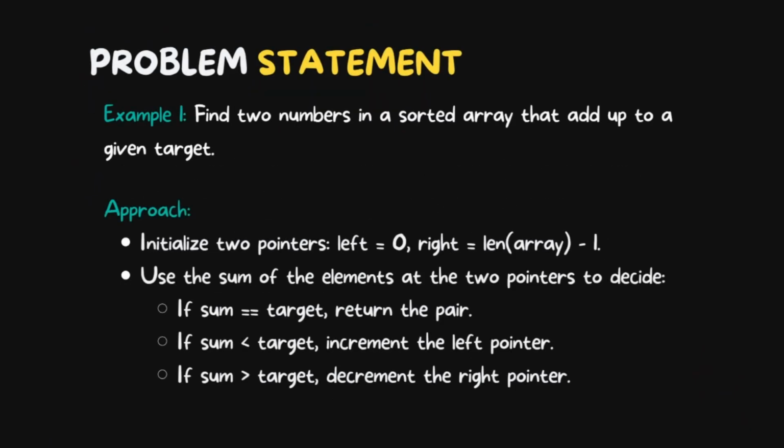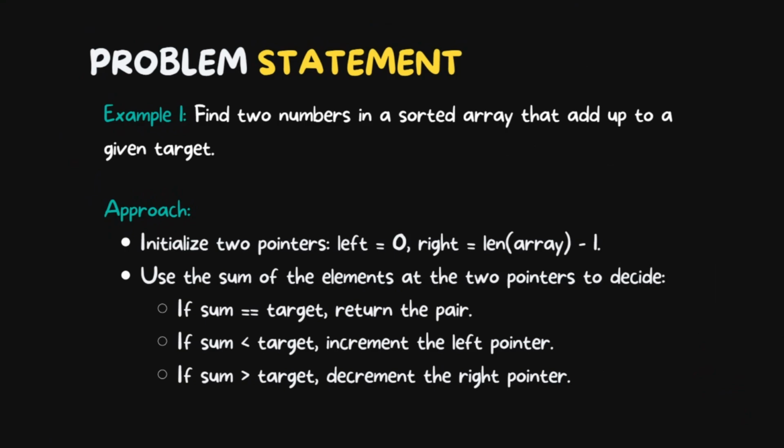Now let's take one of these examples and solve it step by step. The problem is to find two numbers in a sorted array that add up to a given target. This is a classic use case for the two-pointer technique, and it demonstrates how efficient this method can be.